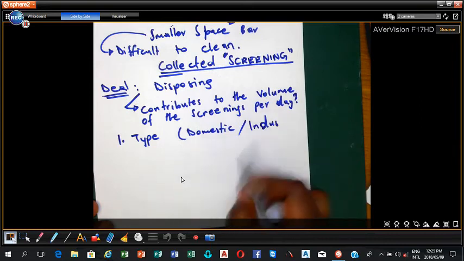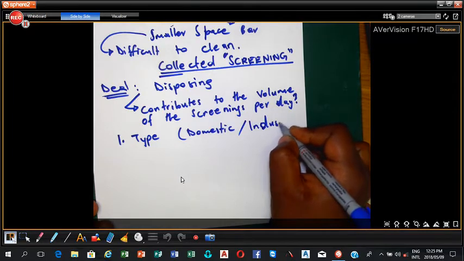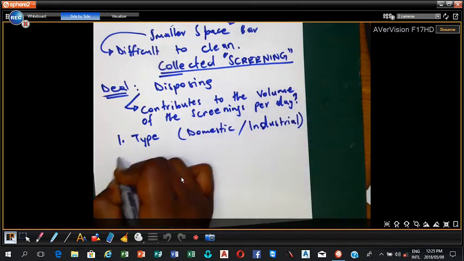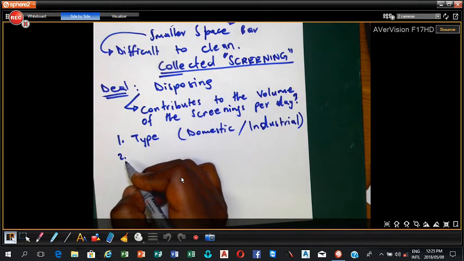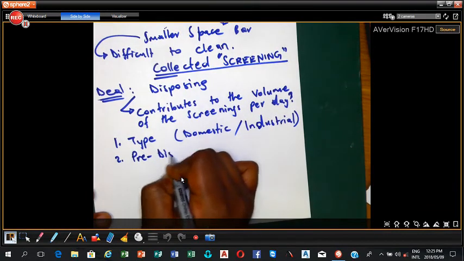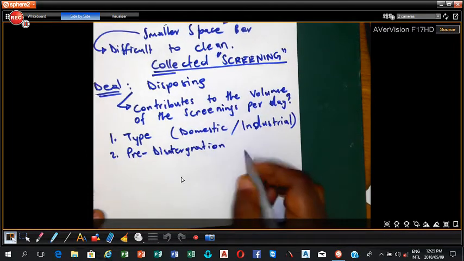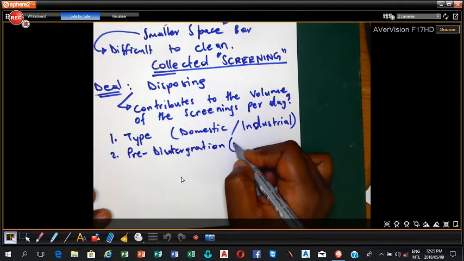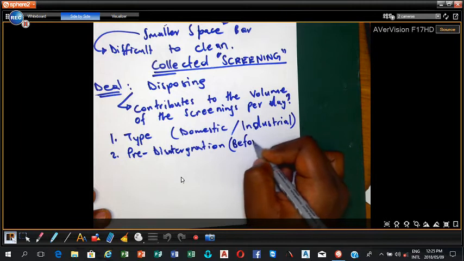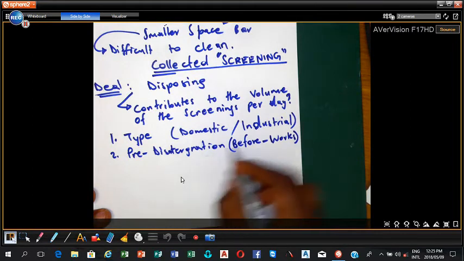The domestic and industrial are dealt with in chapters 1 and 2 very frequently. Industrial. And also, what is it that else comes into action? It's the pre-disintegration. Now, when you think of the pre-disintegration, you think of what has happened before the plant. The breakage that took place before the works on the pipeline.